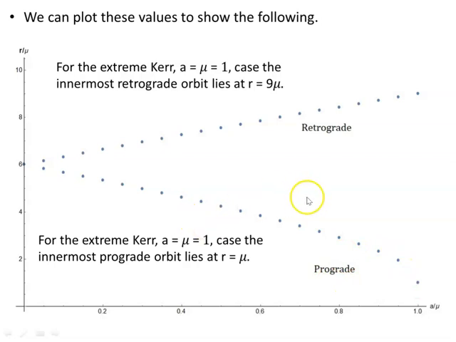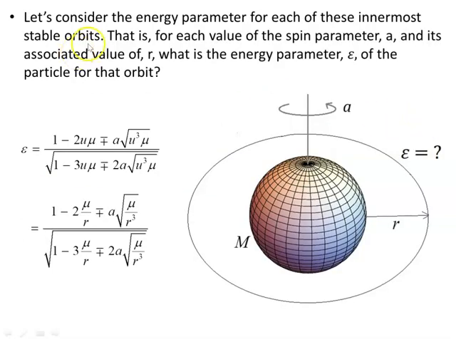Okay, so in the general case, the faster the black hole rotates, the co-rotating particle with it can move in closer and reside at a stable circular orbit closer and closer in. Whereas in the retrograde case, it goes completely the opposite way. The innermost stable circular orbit occurs further and further out the faster the spin of the black hole. Anyway. All right, so let's consider the energy parameter for each of these innermost stable orbits.